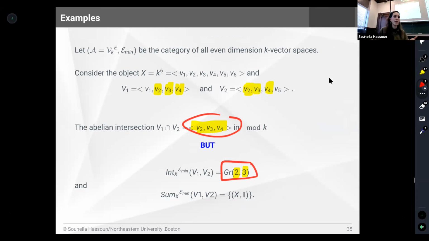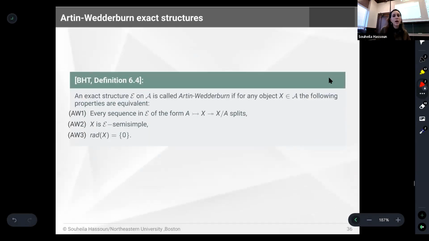Yeah, and the sum will be here just X. But yeah, that's to compare this intersection we used to the new intersection. And so using this intersection, we can consider some nice categories that satisfy that all these three properties are equivalent.